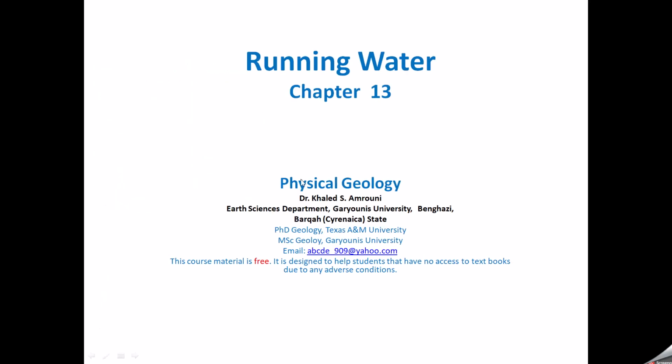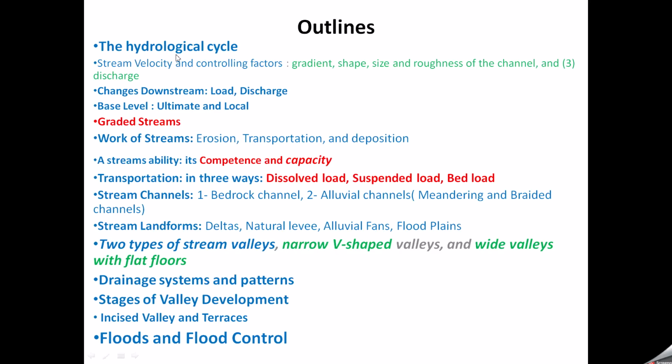And then running water, chapter 13. We'll study here the hydrological cycle, and of course we'll study stream velocity and controlling factors, which are gradient, shape, size, and roughness of the channel, and then the discharge. Changes downstream, load, and their relation to the load and discharge, base level, ultimate and local, the graded streams, work of streams: erosion, transportation, and deposition.